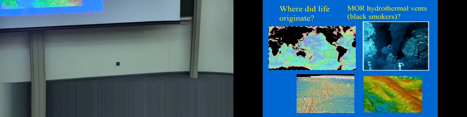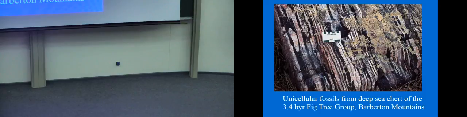And where do we see those in the fossil record? We tend to find them in these beautifully layered, what are called cherts. They're like a sedimentary deposit that formed near those black smokers. And if you cut these into thin slices, this one is from our Fig Tree group in Barberton. So for those of you who visited Barberton, beautiful region on the other side of South Africa, there are some of the oldest rocks in the world, 3.4 billion years old.